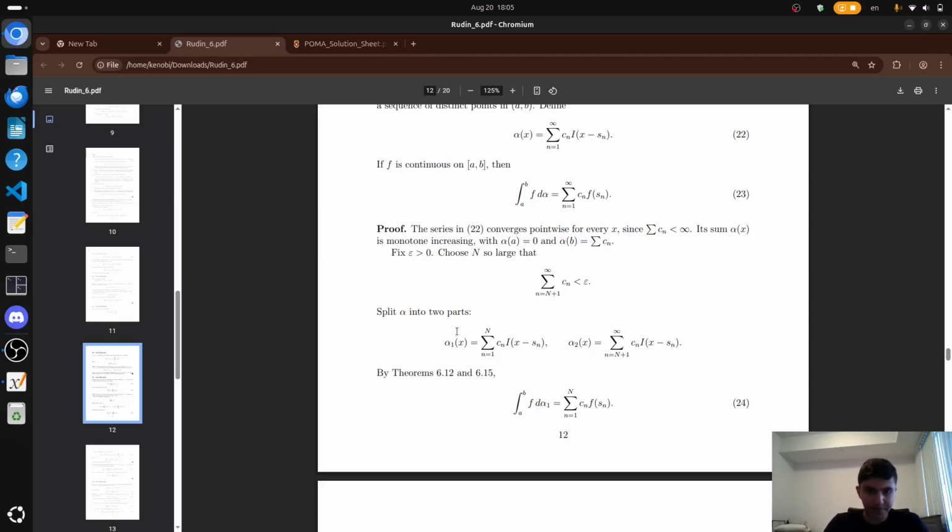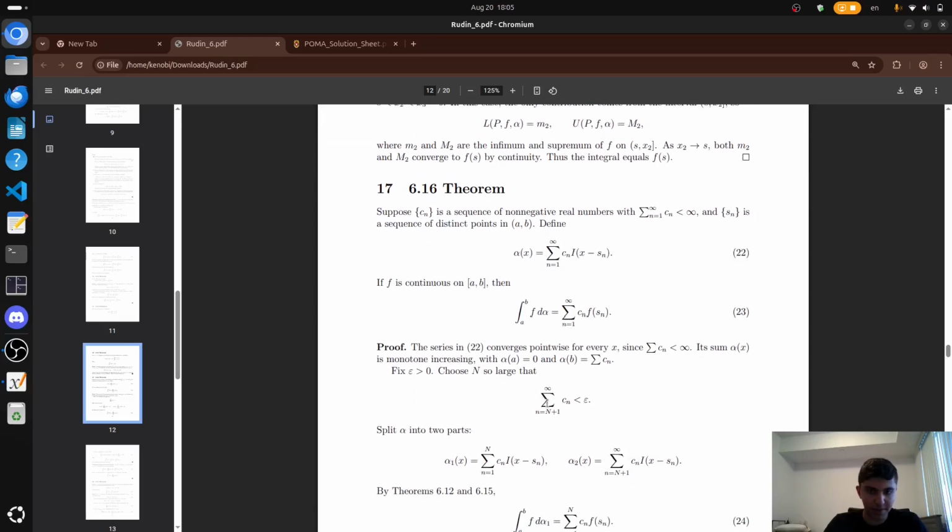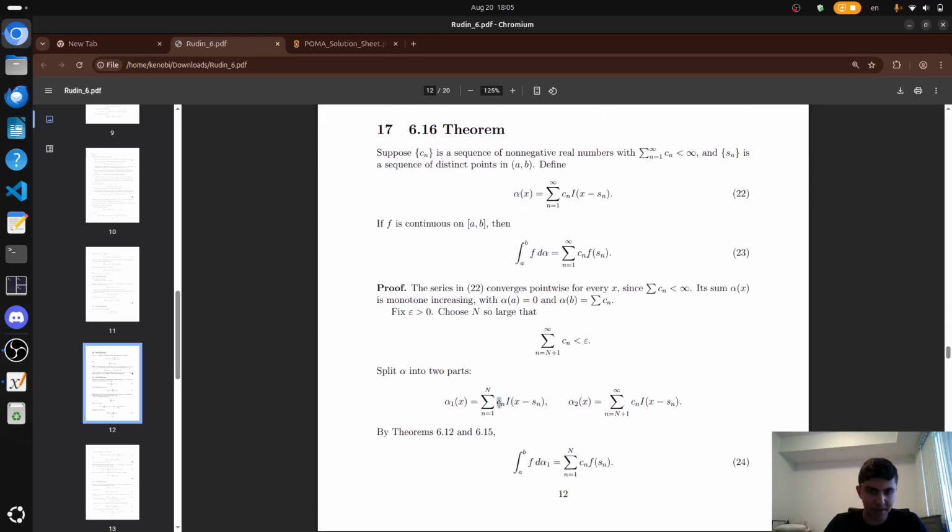This thing over here, when you take the integral, is going to give you this thing over here, because it's just the same thing as this. You're splitting the integrals between the sum of these things, and each time you're multiplying by c of n. So each term is going to be c of n times f of s of n, and you're adding them together.